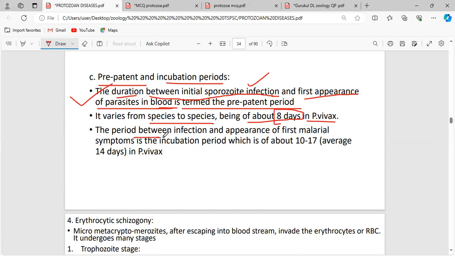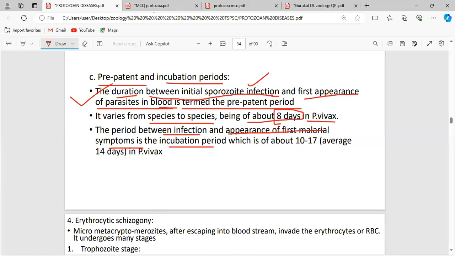Now, the period between the infection and the appearance of the first malarial symptoms is the incubation period. After reaching the blood, the person will experience chills, shivering and fever. That is the period between the infection and the first symptoms experienced by the human, said to be the incubation period.